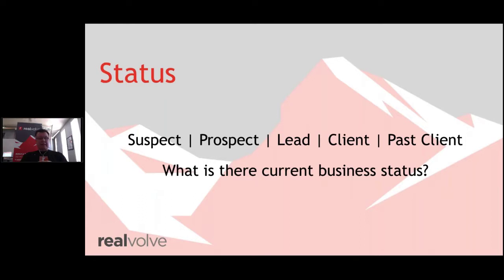So the statuses start off with suspect. This is the person that they are aware. It goes back to that stage side, but they come in with a status of suspect. It's just a name in the database. They don't know a lot about you. You don't know a lot about them either.